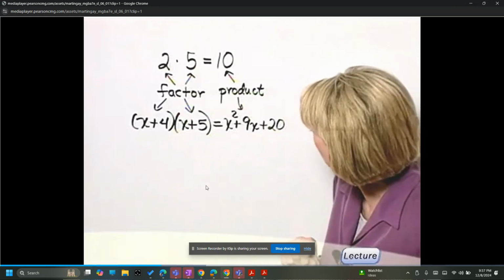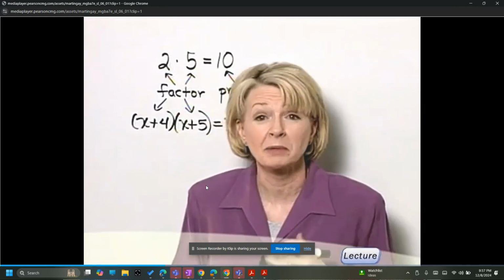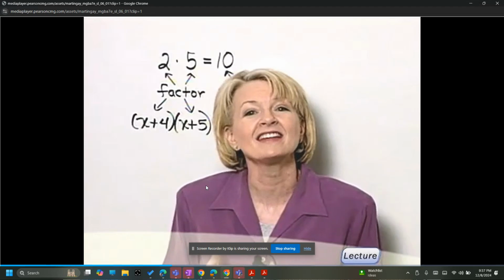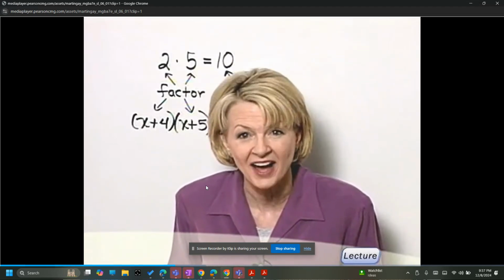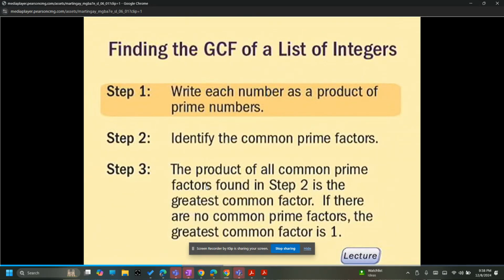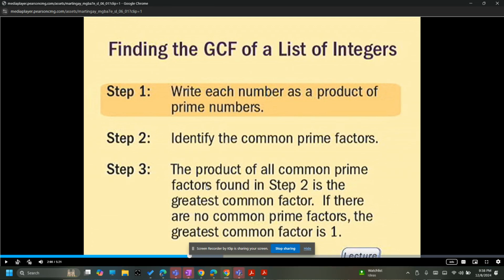All right, so keep those vocabulary words in mind because I will be using them throughout this segment, and let's see how we find the greatest common factor of a list of integers. Finding the greatest common factor of a list of integers, step 1. Okay, guys, make sure you write these definitions down in this first box that's under objective 1.